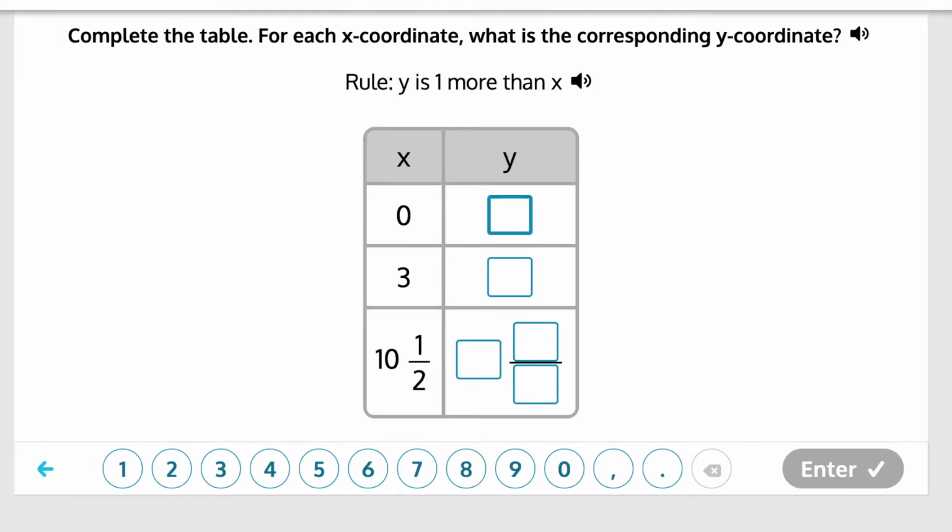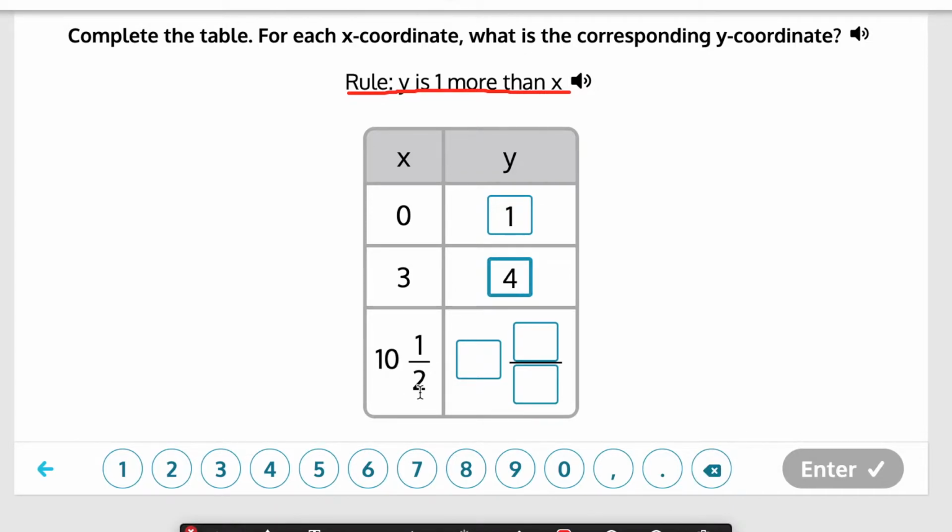Okay, so here we know the rule and we know the x-coordinates, but we don't know the y-coordinates. But we can find them using the rule that y is 1 more than x. So if x is 0 and y is 1 more than x, then y must be 1. If x is 3 and y is 1 more than x, then y must be 4. If x is 10 and 1/2, go ahead and turn and talk to a partner or type into the Zoom chat what would be the y-coordinate. So the y-coordinate would be 11 and 1/2 because that is 1 more than 10 and 1/2.